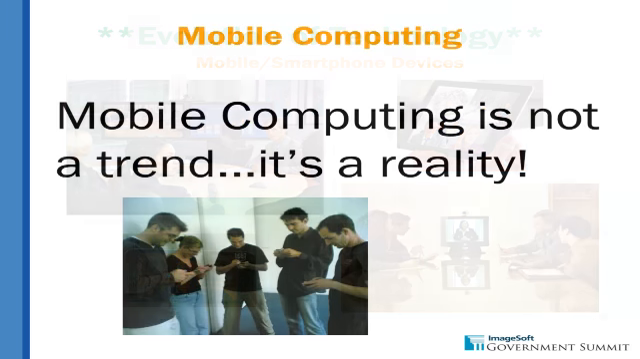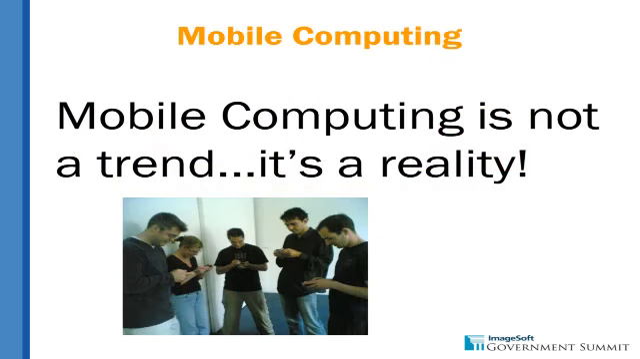So mobile computing, it's not a trend. What does that mean? Well, everybody's got a cell phone at one point. Now everybody's got almost a smartphone. A trend is something that kind of comes and goes, right? Kind of like parachute pants or any of those kind of cool things we all did in the 80s.